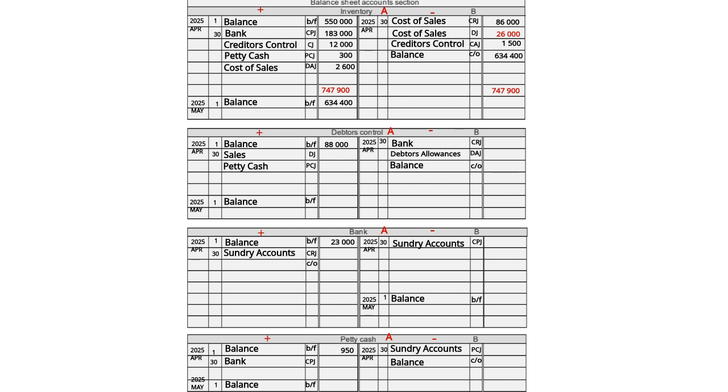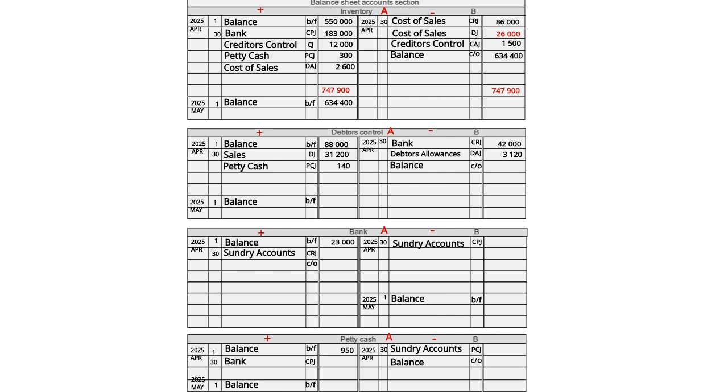These extracted totals are given to you. So your DJ, debtors control, is 31,200. Your petty cash journal for debtors control is 140. CRJ debtors control is 42,000. Debtors allowances journal for debtors control is 3120.